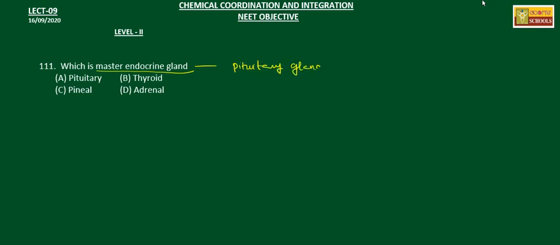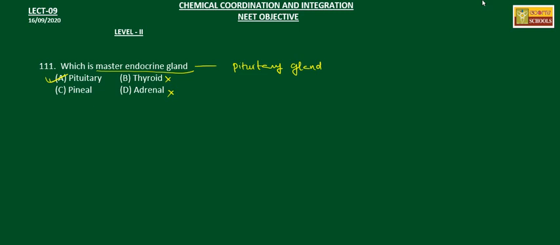The master endocrine gland is the pituitary gland. We know that it is the hypothalamus that controls the pituitary gland, but even then we consider the pituitary gland as the master gland. Okay, not the hypothalamus. So which is the master endocrine gland? Then it is the pituitary gland. So option A is right. Thyroid is not the master gland, adrenal gland not at all, because all these glands are controlled by the pituitary gland.